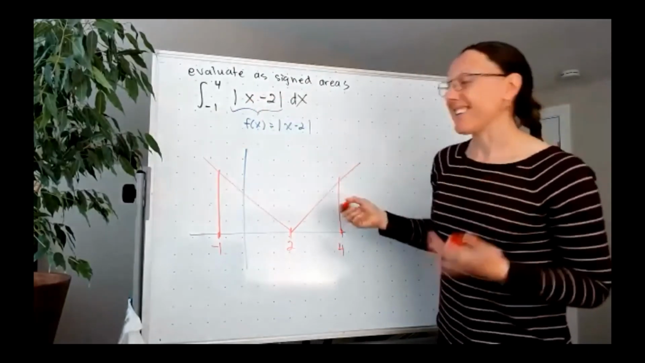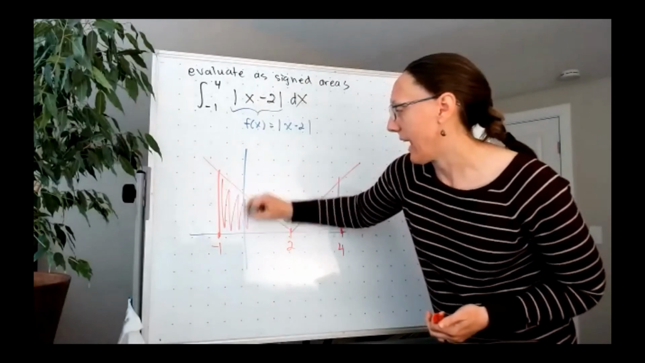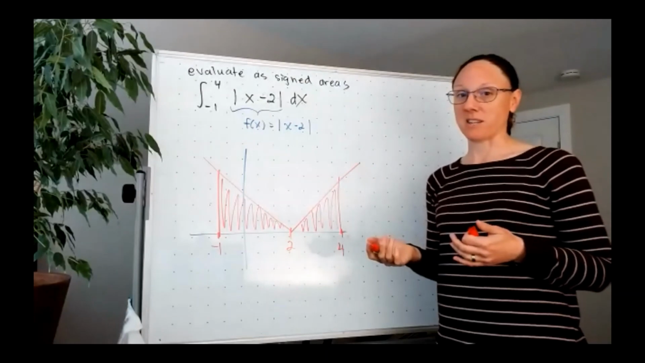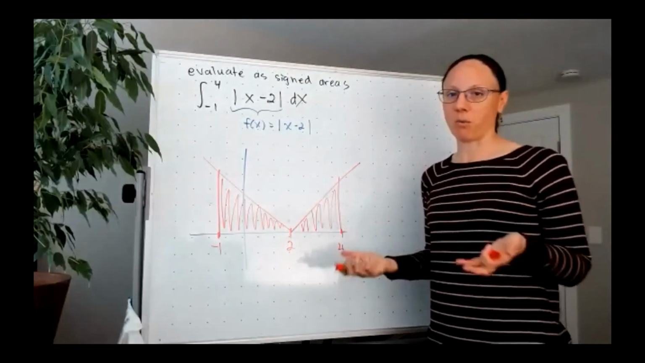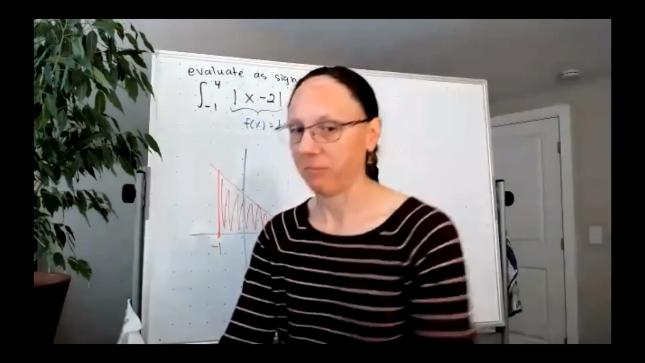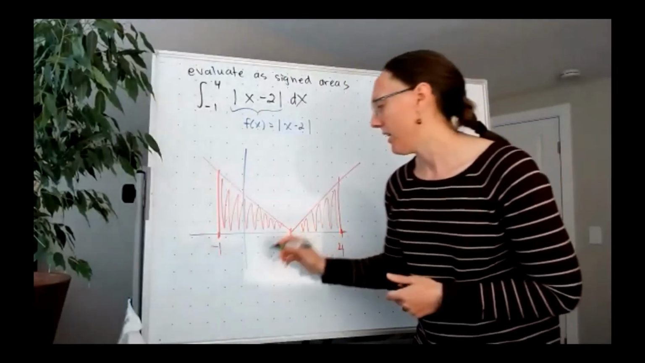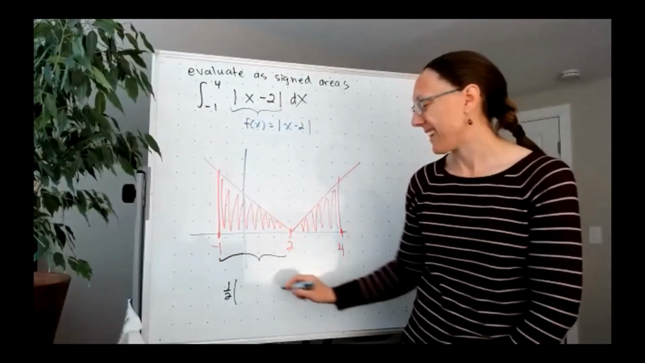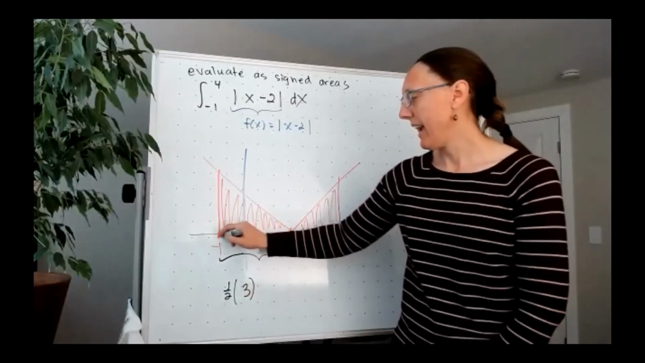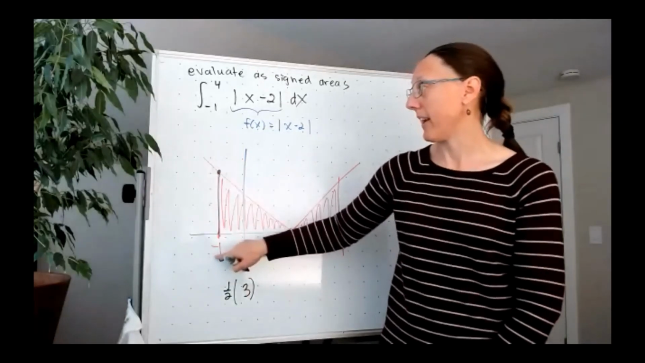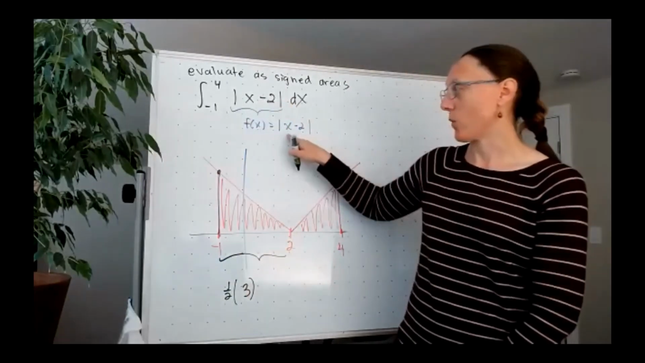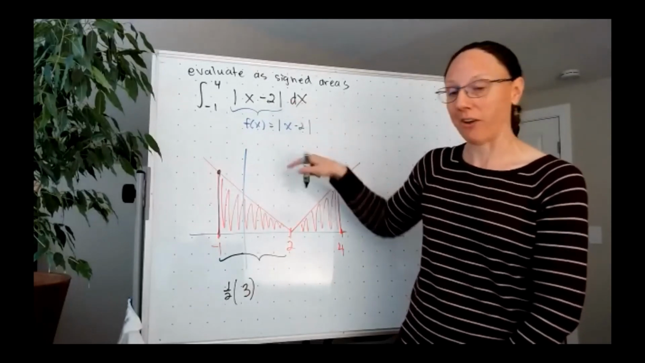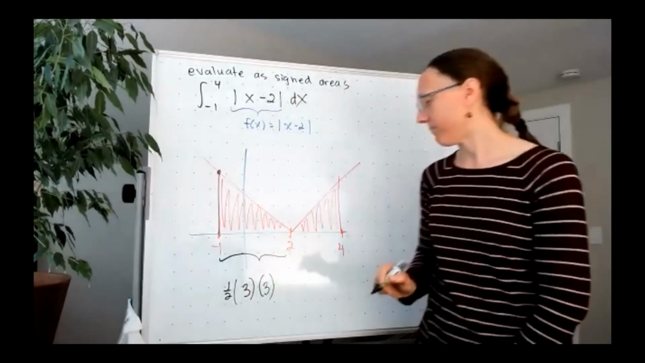So evaluating this is equivalent to finding the area of these two pieces. Since both of those pieces are triangles, we've got a convenient formula for finding that area. For this piece over here, I know I need 1/2 the base times the height. The base here is 3. And the height of that triangle I get by plugging -1 into the function. So -1 minus 2 puts me at -3. The absolute value bars give me a 3.